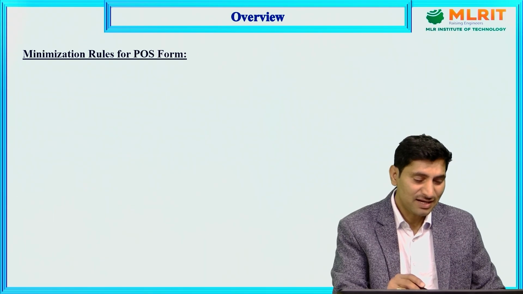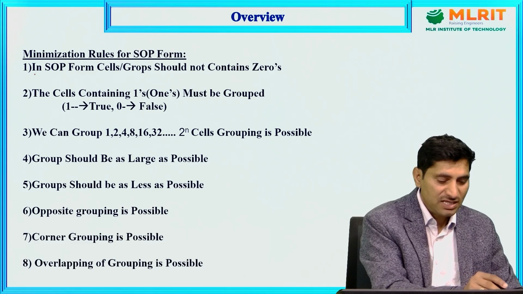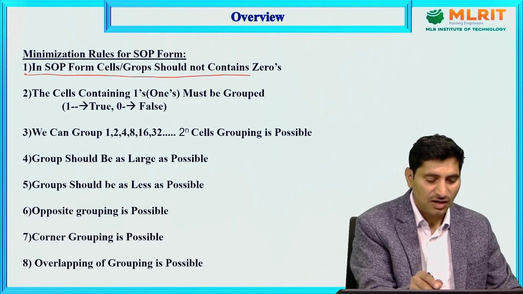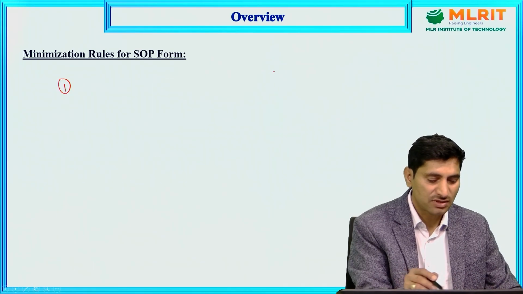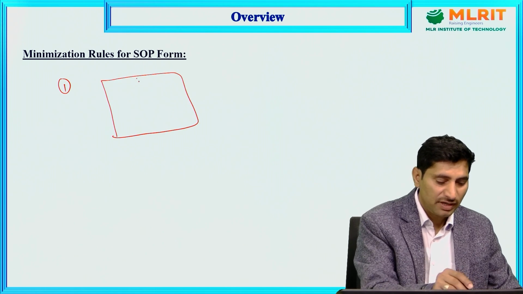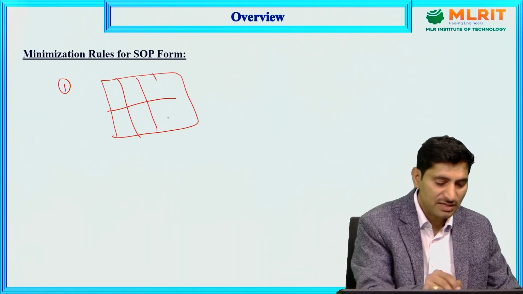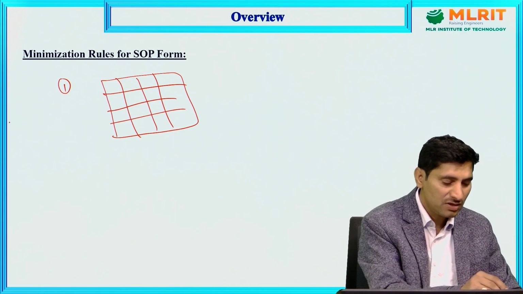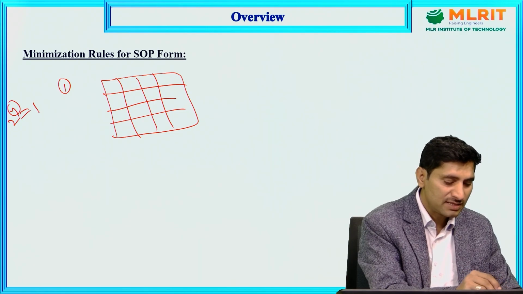Let us discuss one by one. In SOP form, cells or groups should not contain zeros. Let us see, I am taking a 4 variable K-map like this. A 4 variable K-map means 16 cells are possible.